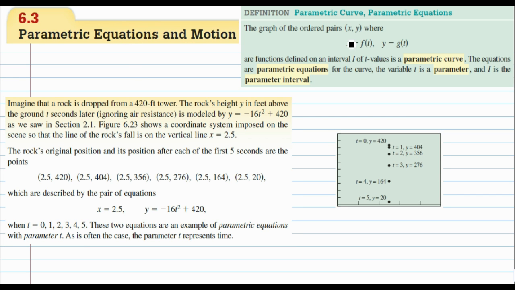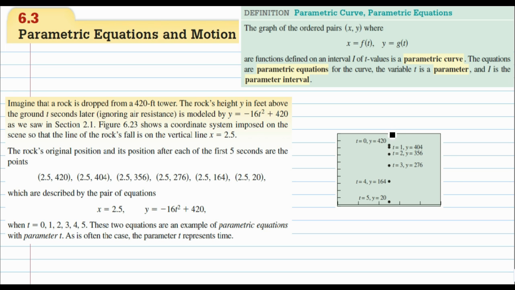We get to graph x, the horizontal change, as a function of time, and then y independently, the vertical change, also as a function of time. So for example, if you have a rock that's dropped from a 420-foot tower, instead of looking at just its height according to time, as we have in the past with our vertical freefall equations, we get to actually watch this rock fall. And in this case, we picked an x coordinate of 2.5.